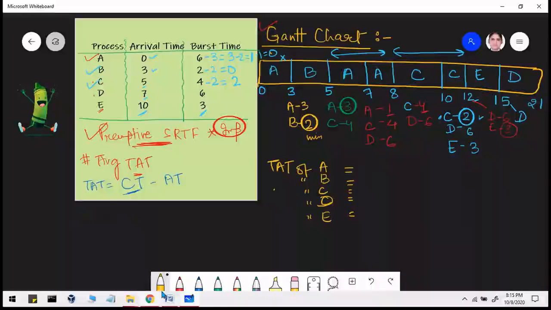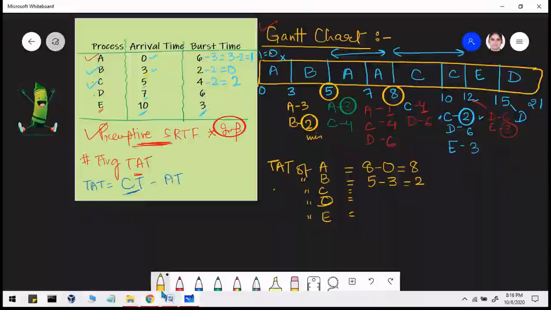Now let's once again do this question. As you can see from here, A has completed its execution at this point of time. So this is the completion time minus the arrival time. It arrived at the 0th millisecond. So 8 minus 0 is 8. Now coming to B, B completed its execution at 5, and it joined at 3. So the completion time is 5 and it arrived at 3 milliseconds. So it is 2.